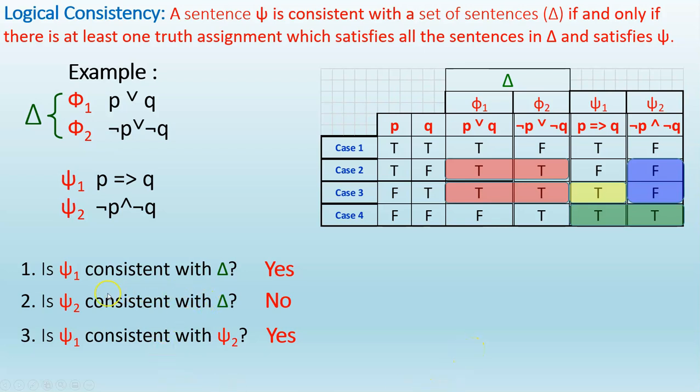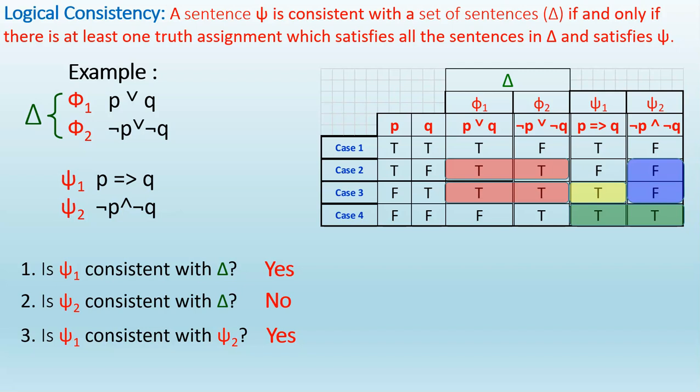We concluded that psi 1 is consistent with delta, but psi 2 is not consistent with delta. So if you were thinking sloppily, you might say, oh, psi 1 is consistent with delta, psi 2 is not, so psi 1 and psi 2 must not be consistent with each other. That would be an easy kind of transitive property error to make in your thinking. And you can see that that's not the case.